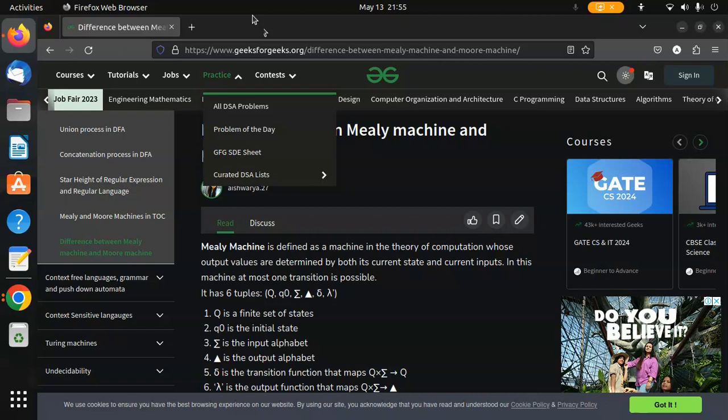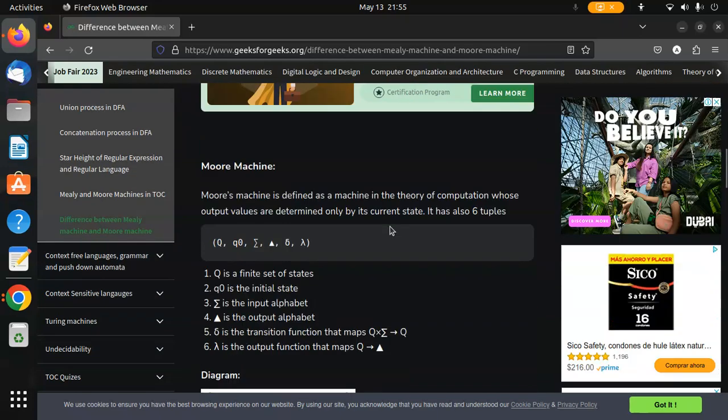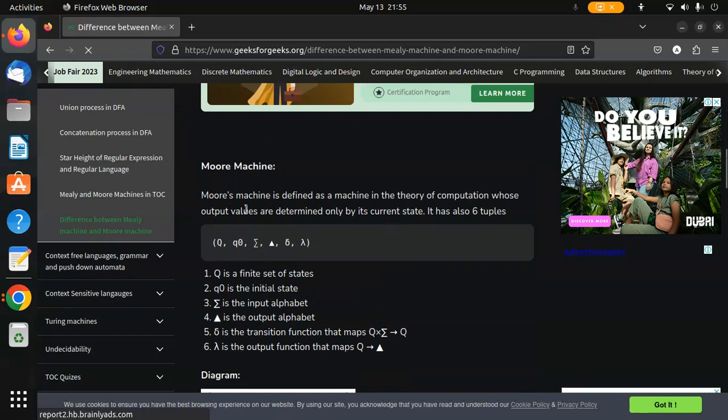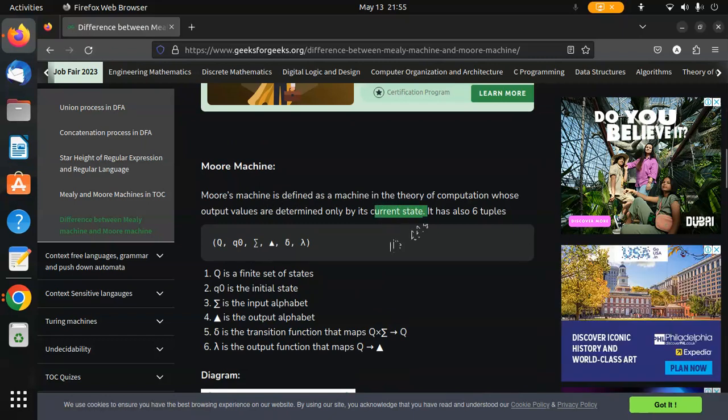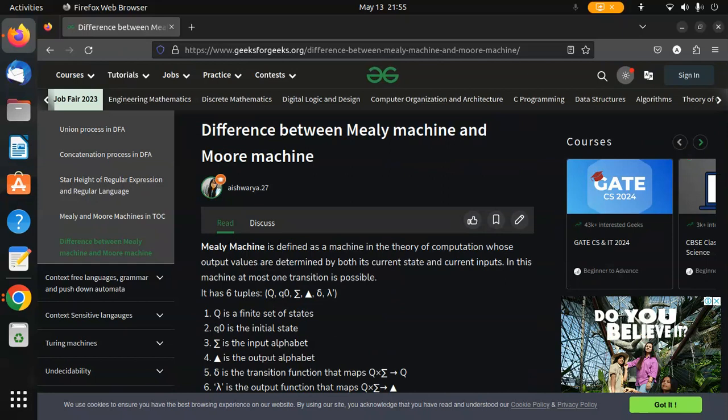Broadly speaking, finite state machines are divided into two: one is called the Mealy machine and one is called the Moore machine. So what is the Mealy machine? A Mealy machine is a machine whose output depends on the present input and the present state. While a Moore machine is a machine whose output depends only on the present state. It doesn't depend on the present input. So these are the two main finite state machines, the Mealy machine and the Moore machine.